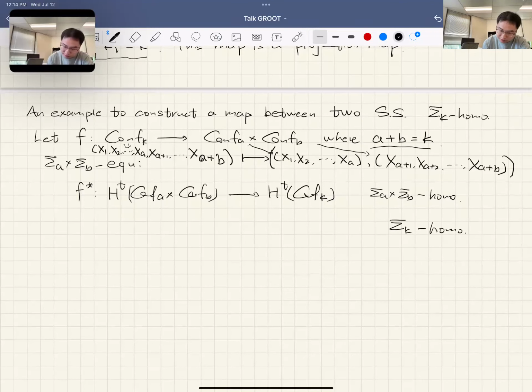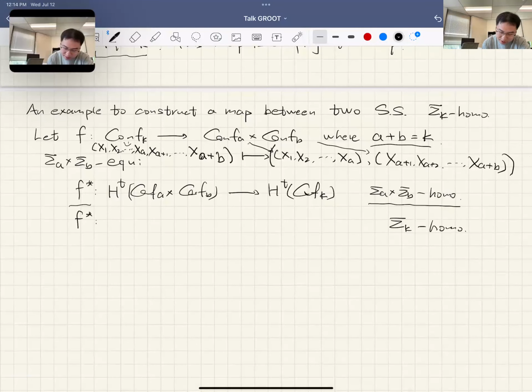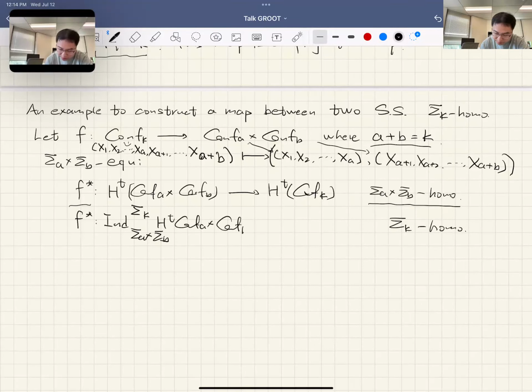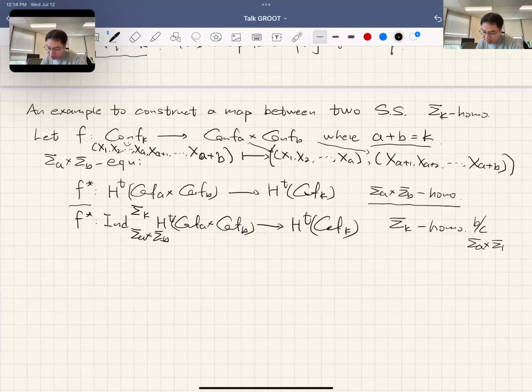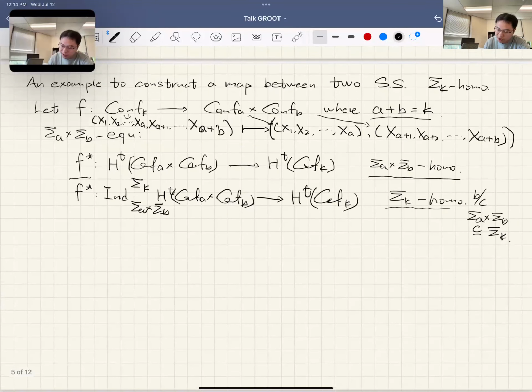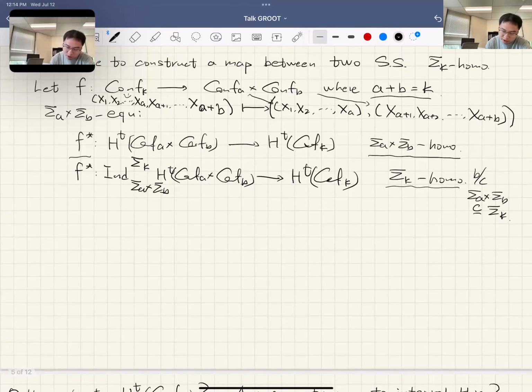Okay, so I have an F star, which is a sigma A times sigma B homomorphism, and this will induce the map from the induction of sigma A times sigma B to sigma K of HT of comp A times comp B to HT of comp K. And this map is a sigma K homomorphism, because we can actually embed sigma A times sigma B as a subgroup of sigma K. So we build a sigma K homomorphism by applying the cohomology functor again in the front.